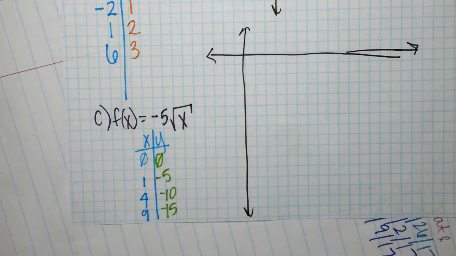I got a better insight. Because the x values aren't negative. I was thinking it was going to go this way. But the x values aren't negative, so it's going to be stretched.